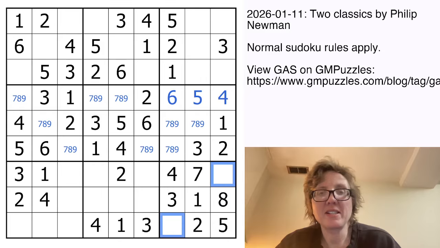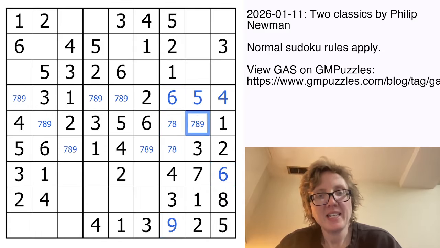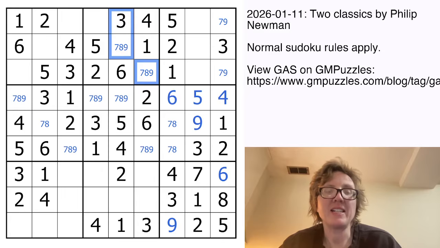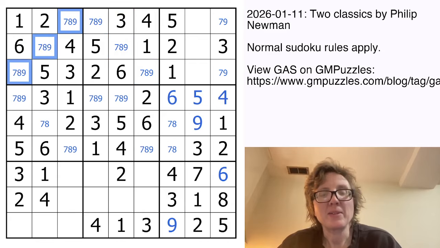Now we need to place a 6 into this region. We can't put it just below the 6 we just placed, so there's a 6 there and a 9 there. And that 9 gives us a 9 right here. All right, now we need a 7 and a 9 here. A 7, 8, and 9 in these three empty cells. And a 7, 8, and 9 in these three empty cells.